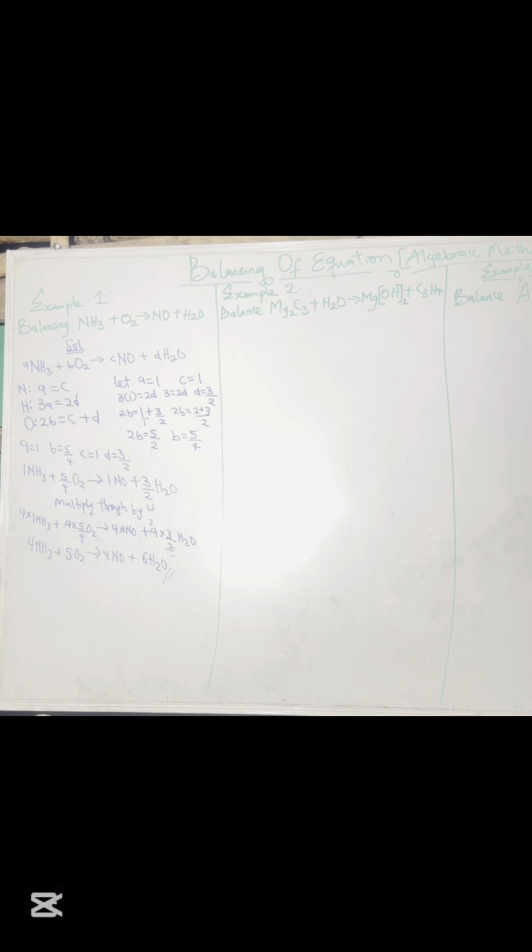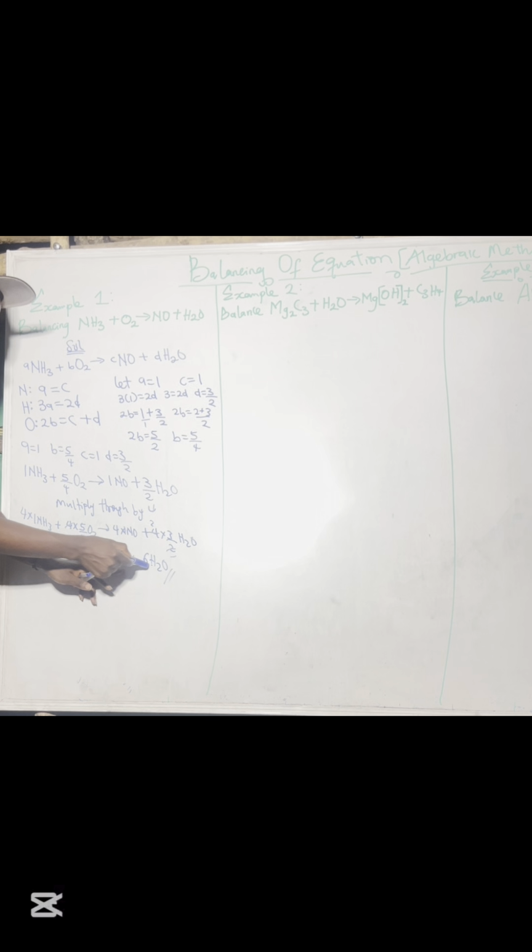Then let us confirm if this equation is balanced. If truly this equation is balanced, the number of elements here must be the same as the number of elements here. Everybody, we have 4 nitrogen here. How many nitrogen do we have here? 4. Nitrogen is balanced. We have NH3 here, so the coefficient is 4. 4 times 3 is 12. So we have 12 hydrogen here. 6 times 2, we also have 12 hydrogen here. Hydrogen is also balanced. We have 5 times 2, 10 oxygen on the left-hand side. We have 4 oxygen here and 6 oxygen here. 4 plus 6, 10. This equation is balanced.